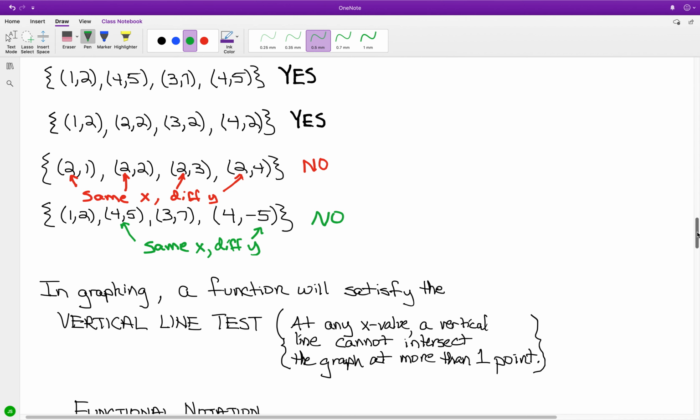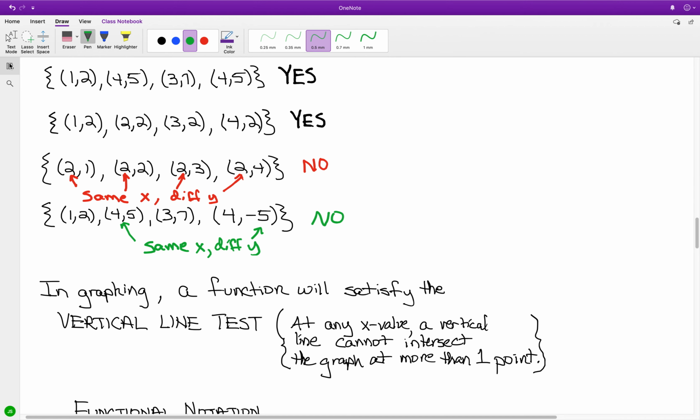Now, regarding functions, if you are not given a set of ordered pairs but instead are given graphs, a function will satisfy the vertical line test. The vertical line test states that at any x value, a vertical line cannot intersect the graph at more than one point.